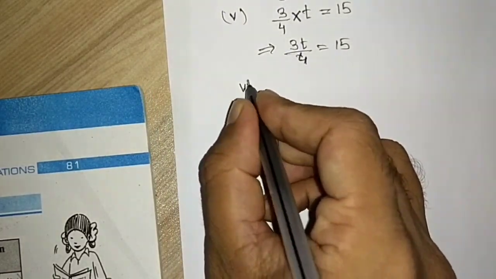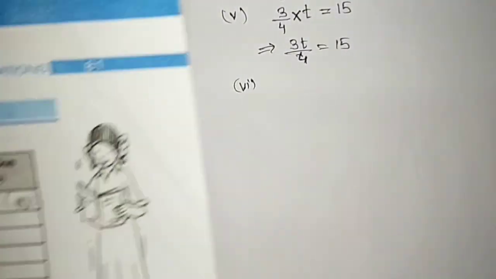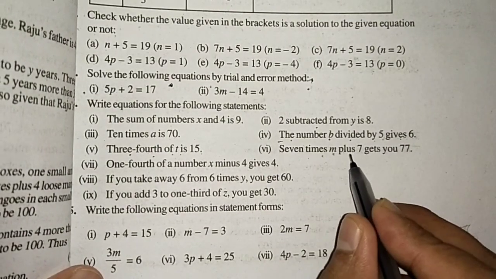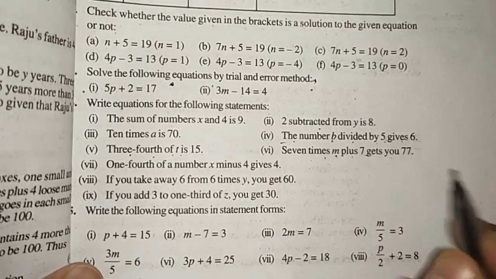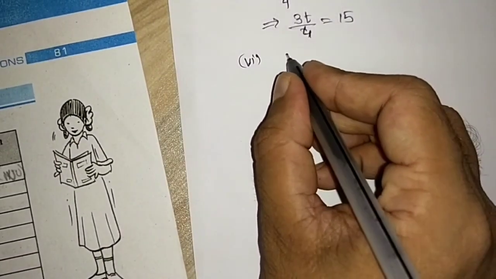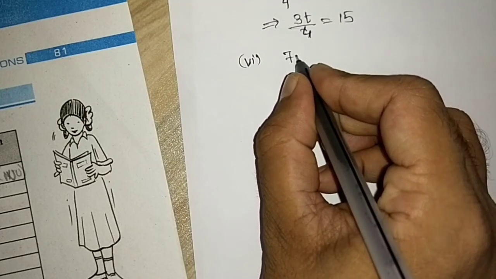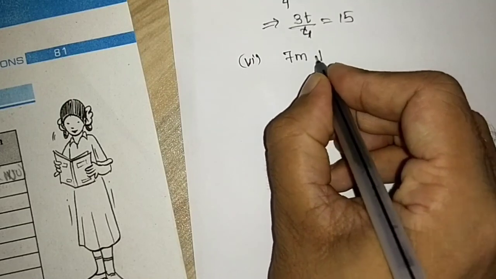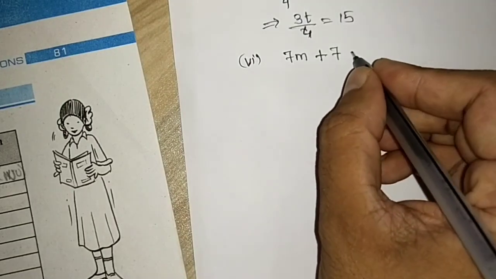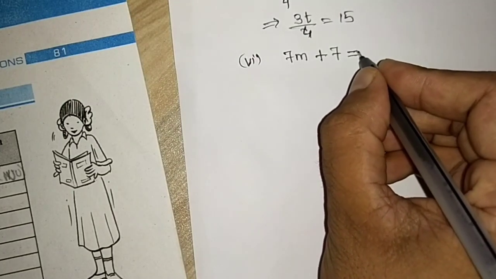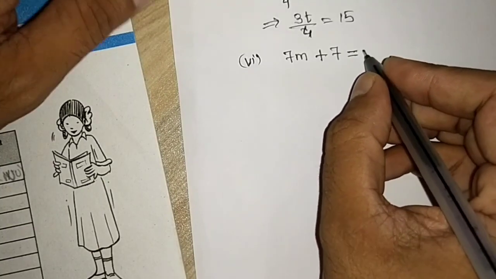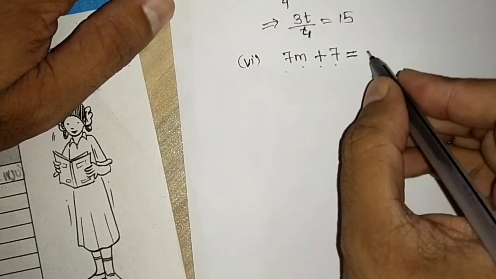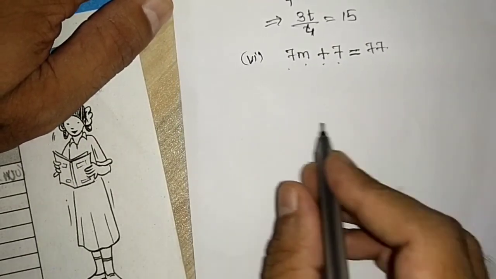Moving to the sixth part. Sixth part says 7 times m plus 7 gets you 77. 7 times m. 7 times, see I have told you 7 times means multiplication with m. 7 times m plus 7 gets you, whenever they give you is or gets you or gives you, you will write equal to. So 7 times m plus 7 gives you 77.